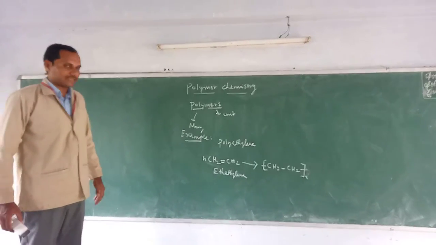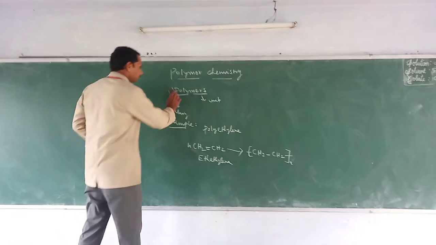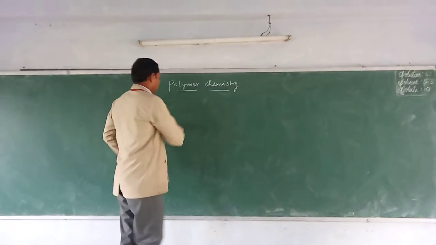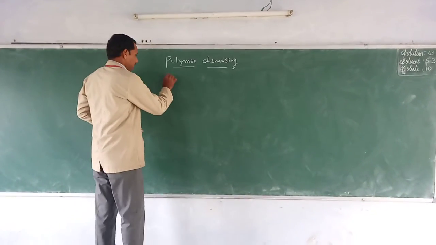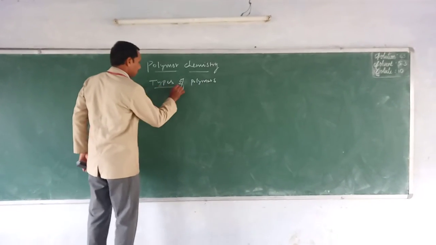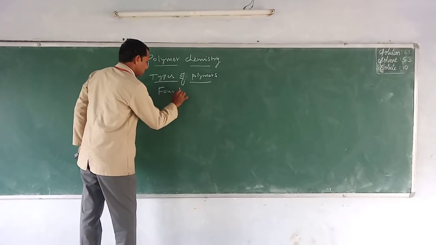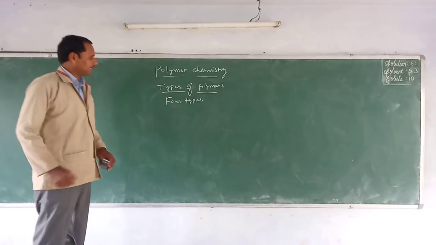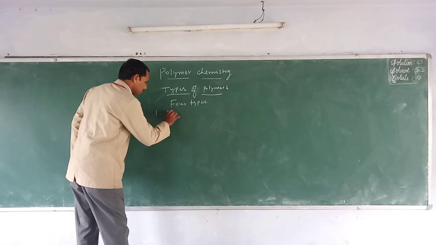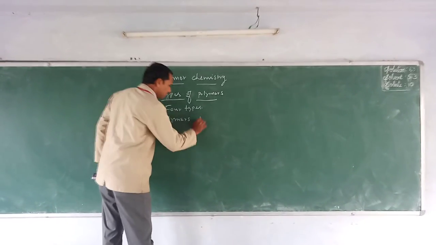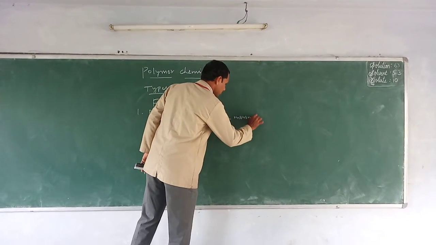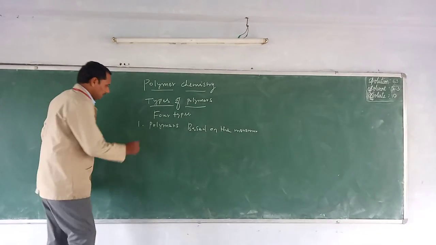Then we will discuss the types of polymers. So polymers can be divided into four types. First one is polymers based on the monomer. So based on the monomer, polymers can be divided into several types.